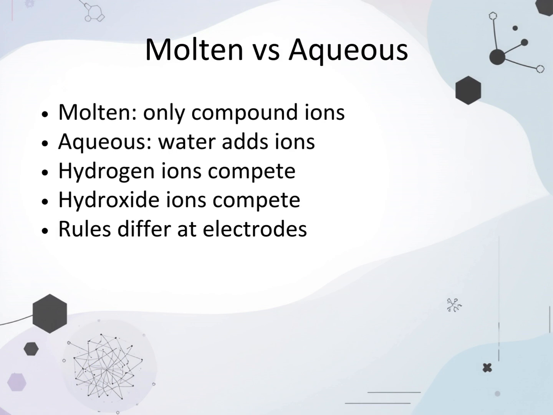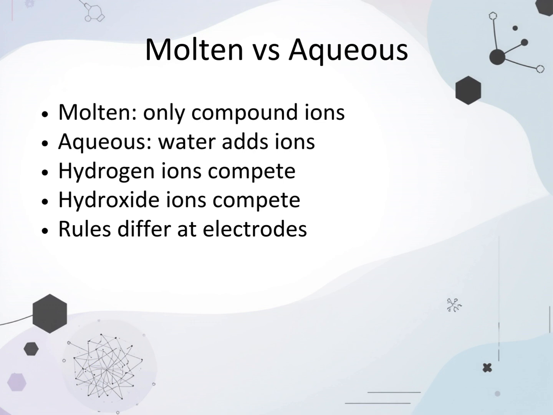Now going on to molten versus aqueous. This is where many students get confused, so let's slow it down. In molten electrolysis, the compound is melted, only the compound ions are present, so there's no competition. For example, in molten sodium chloride, sodium, Na plus, goes to the cathode because it's a metal, it's positive. Chlorine is a non-metal, so it's a negative ion and it goes to the anode.